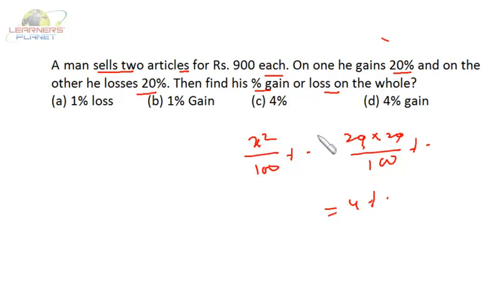We are just making direct use of this particular concept or formula, we can say. Just remember, if the selling price is same for both the articles and on one he is gaining and on the other he is losing with the same percentage, then overall there will be a loss which is given by X square by 100%. I hope you are clear.